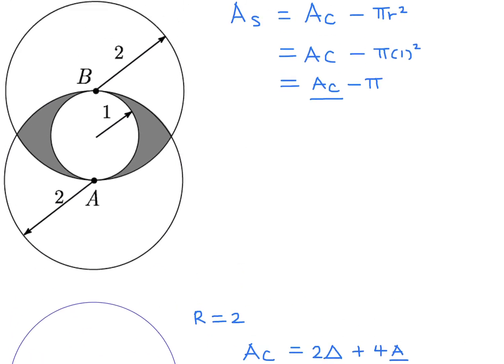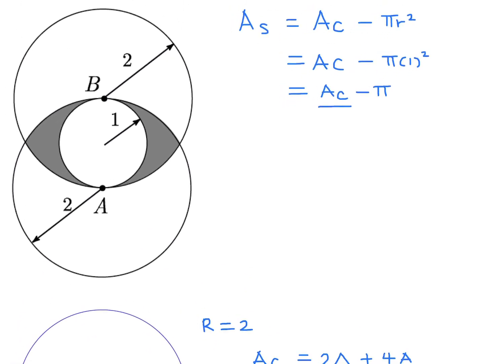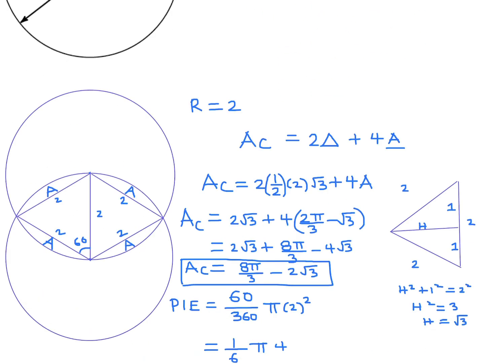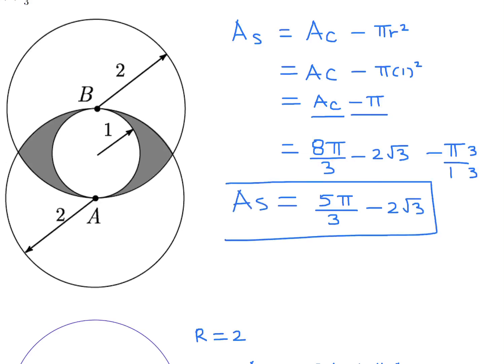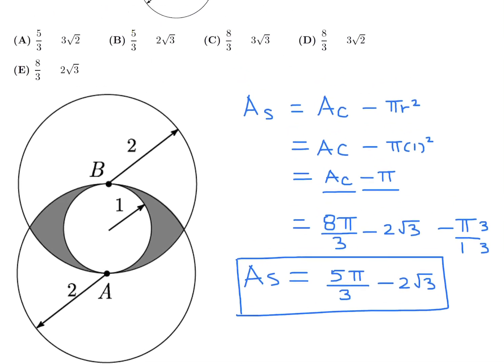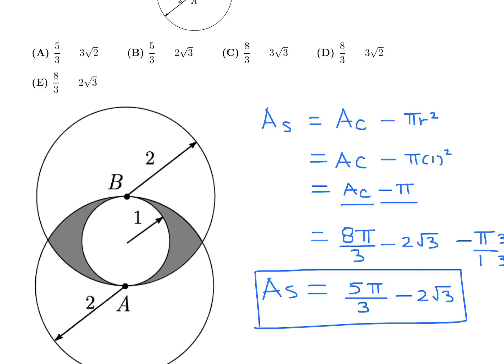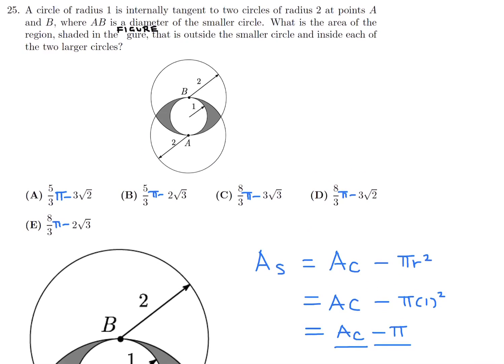So we'll take that and place that into the first part of the equation, which is right here. Area of the shaded region is the area of the common region minus pi r squared. And since the small r was 1, we got AC minus pi. What did we get for our AC? Our common region, we got right here, 8 pi over 3 minus 2 root 3. And then don't forget this minus pi. So we get a common denominator. And that will be 8 pi minus 3 pi, which is 5 pi over 3 minus 2 root 3. That is the area of the shaded region. And let's see the answer choices. 5 pi divided by 3 minus 2 root 3 for number 25 is answer choice B.